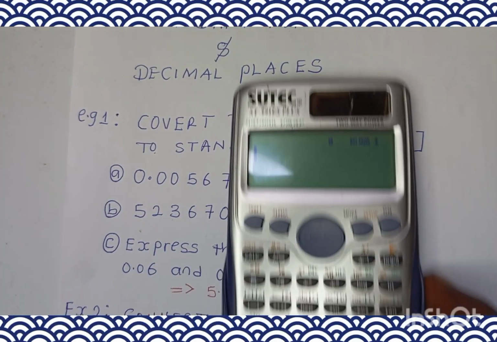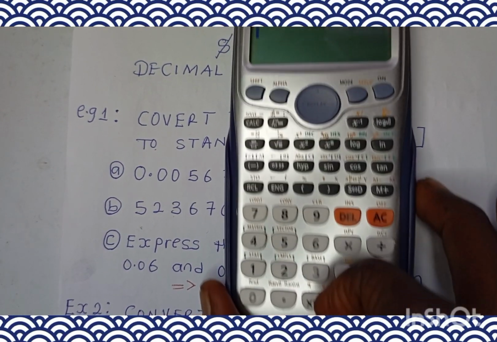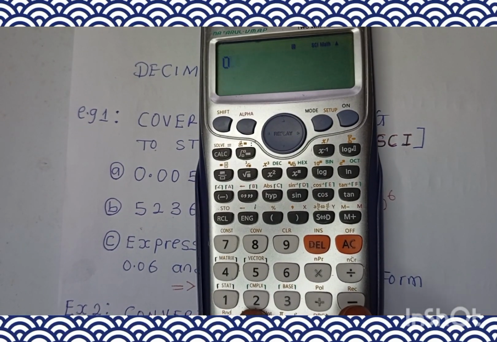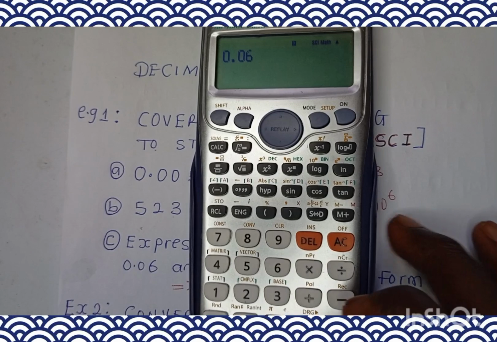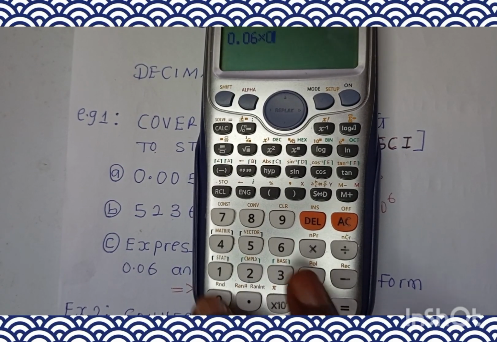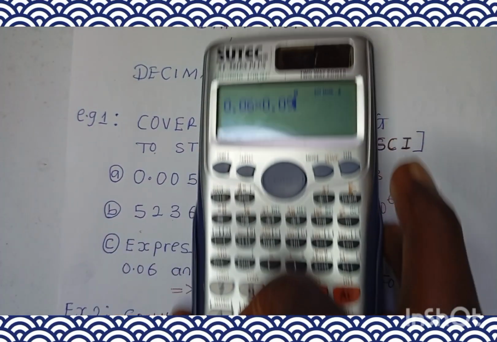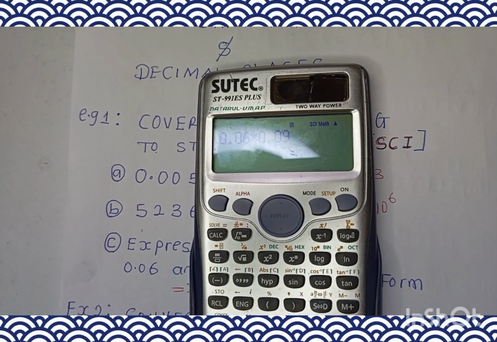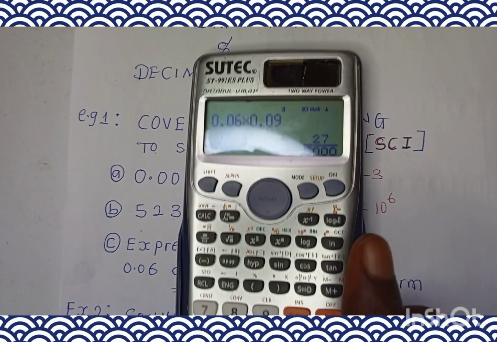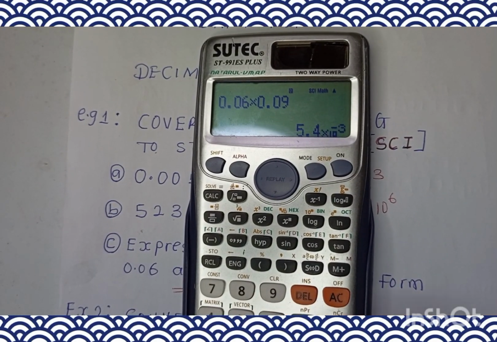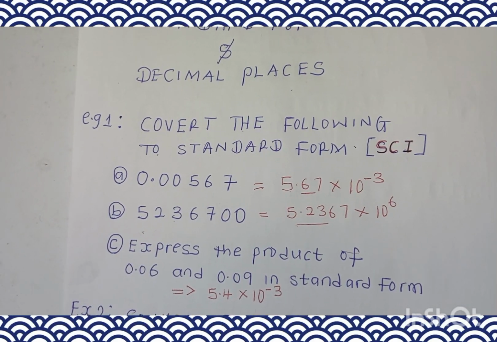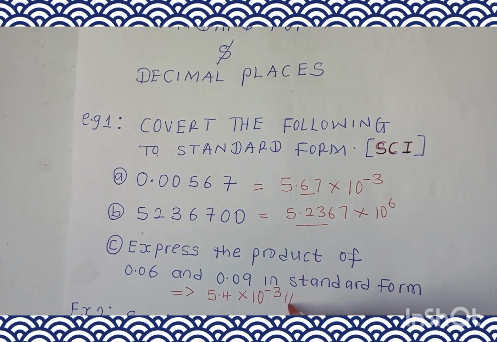Then immediately we'll now type the numbers 0.06 multiplied by 0.09. As you can see, the answer is in fraction, so you use the SD button to convert it. So as you can see, 5.4 times 10 raised to the power minus 3 exponent. So that's the answer here.